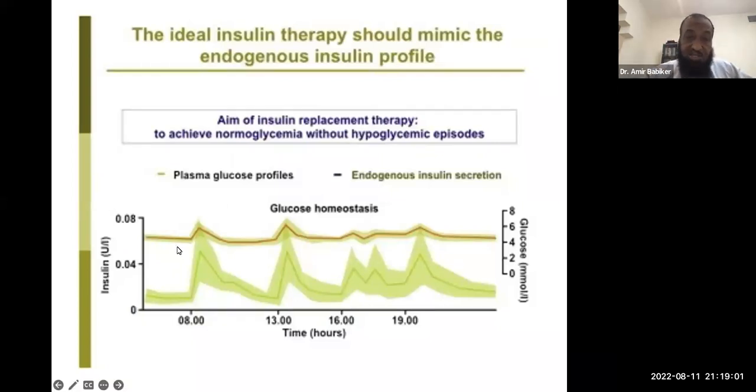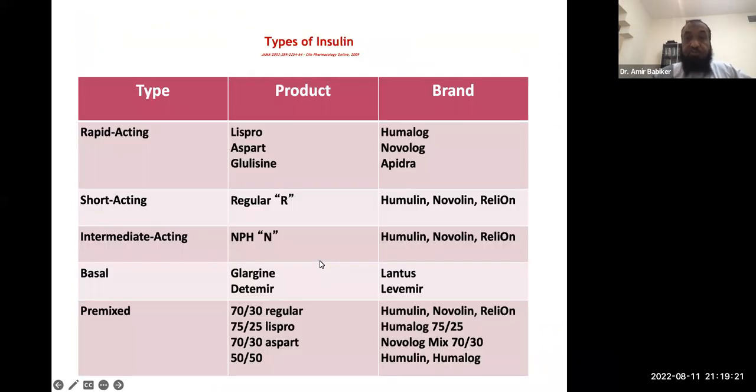So we have a basal rate of insulin secretion here, and then we have boluses with meals and with snacks, with major meals and also with the snacks. And this is the fluctuation of glucose according to the meals, whether it's a proper meal or just a snack. These are the rapid acting, short acting, intermediate acting, basal and premixed. I talked about them before, so I'm not going to repeat myself.